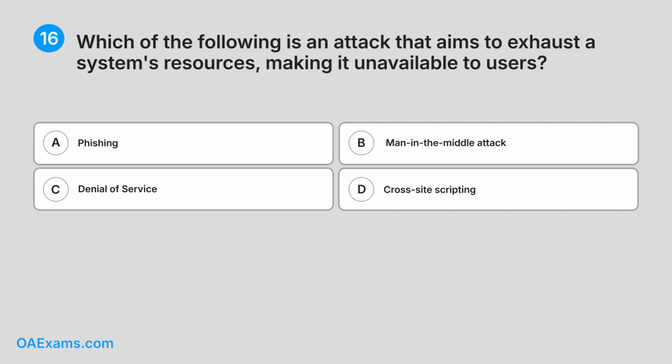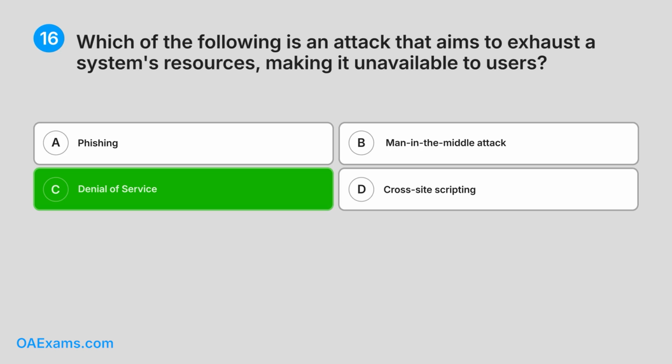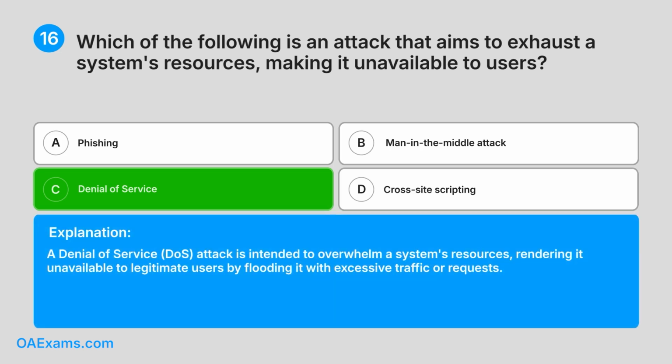Correct answer: C. Denial of service. Explanation: A denial of service (DoS) attack is intended to overwhelm a system's resources, rendering it unavailable to legitimate users by flooding it with excessive traffic or requests.